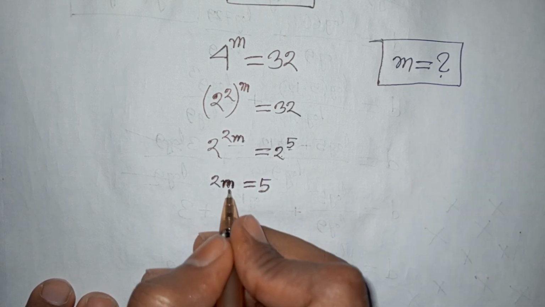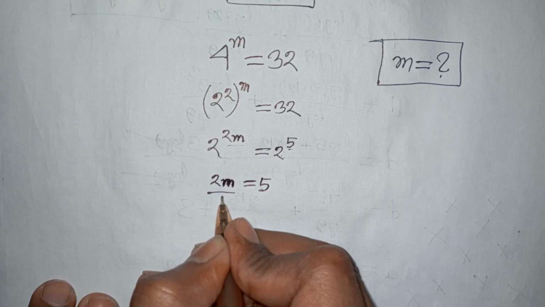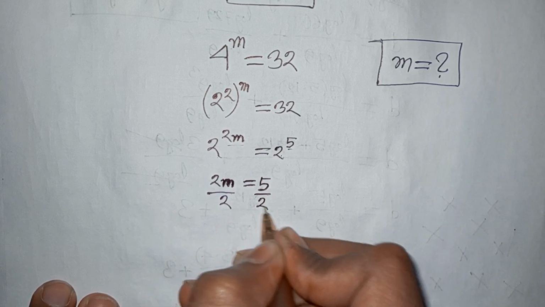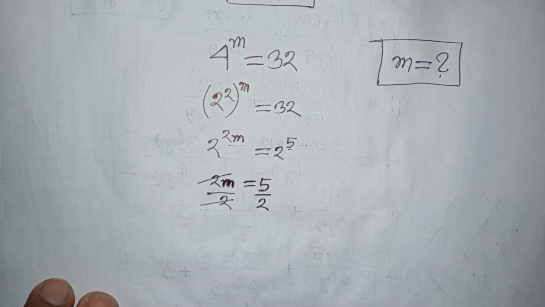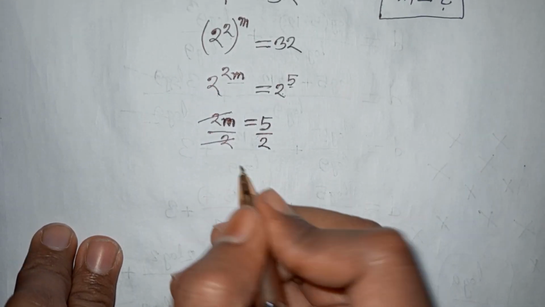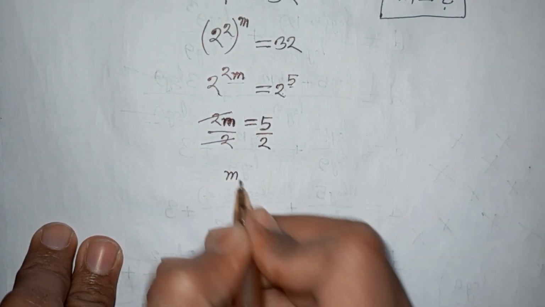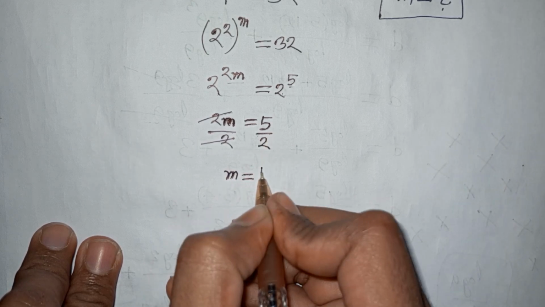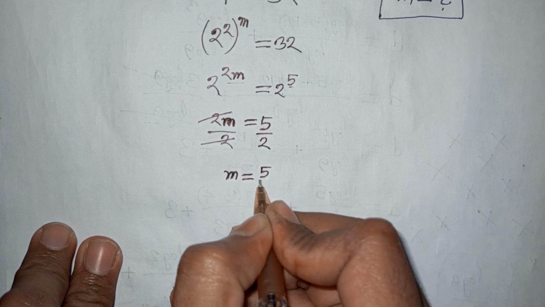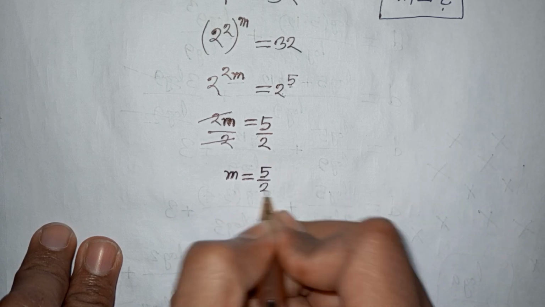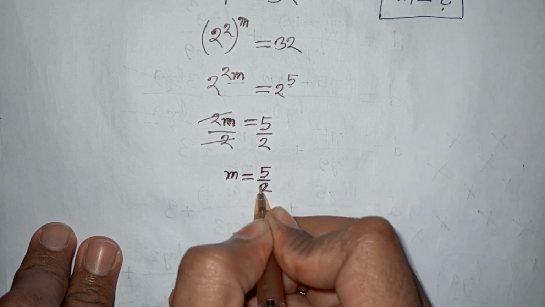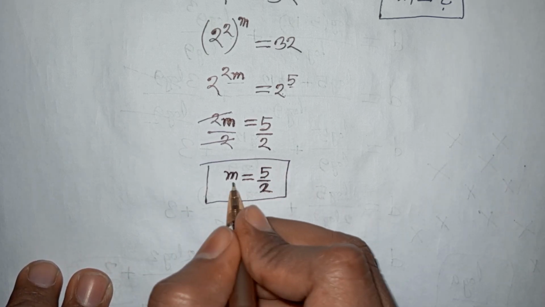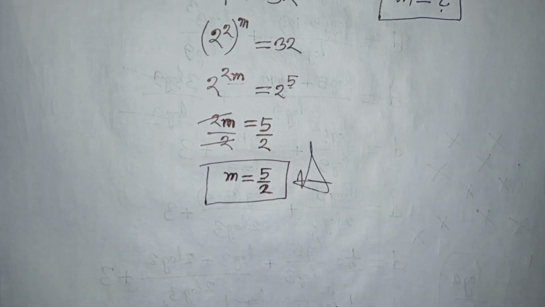Now we need the value of m, so we divide by 2 on both sides, so divided by 2, divided by 2. So this 2 will be cancelled. So we have m is equal to 5 over 2. So 5 by 2, this is the value of m. So this is our final answer.